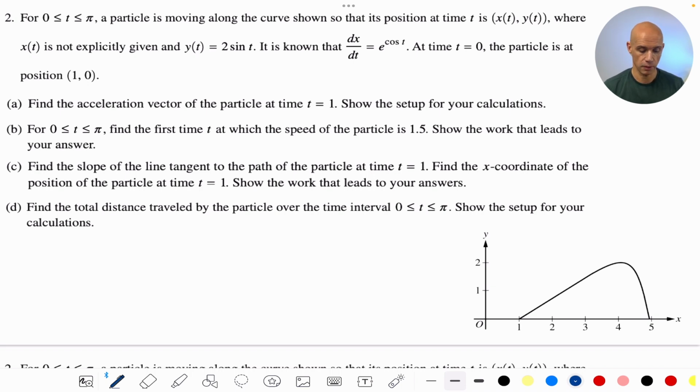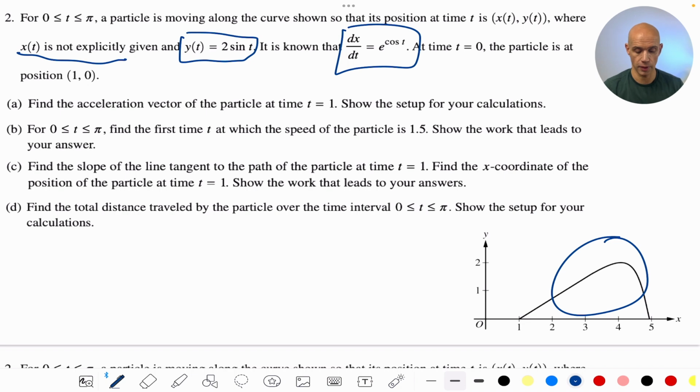So we have a particle that is moving along a curve that is shown here. It turns out that x of t is not explicitly given, but y of t is explicitly given, and the derivative is also given. We could say that x is the integral of this, right? That's true, but we cannot solve it because it's only numerical. It's not one of those integrals that have an analytical expression.